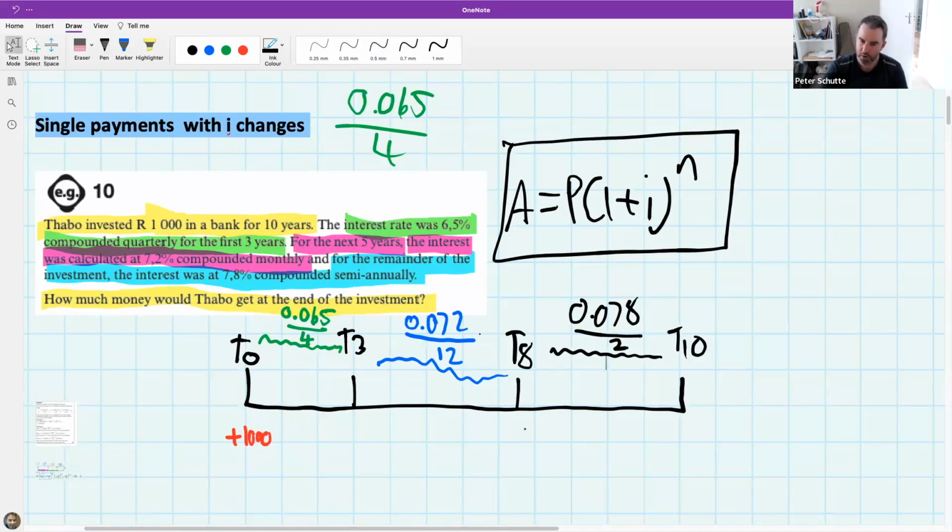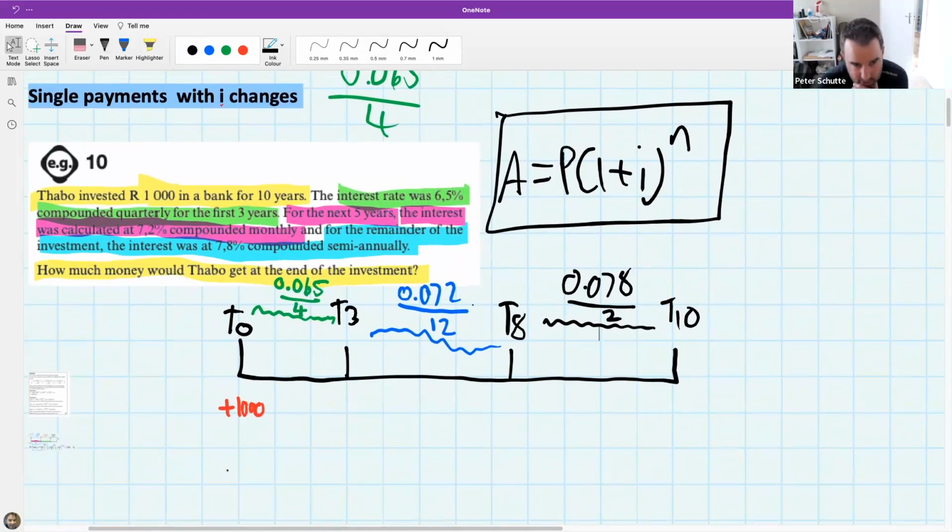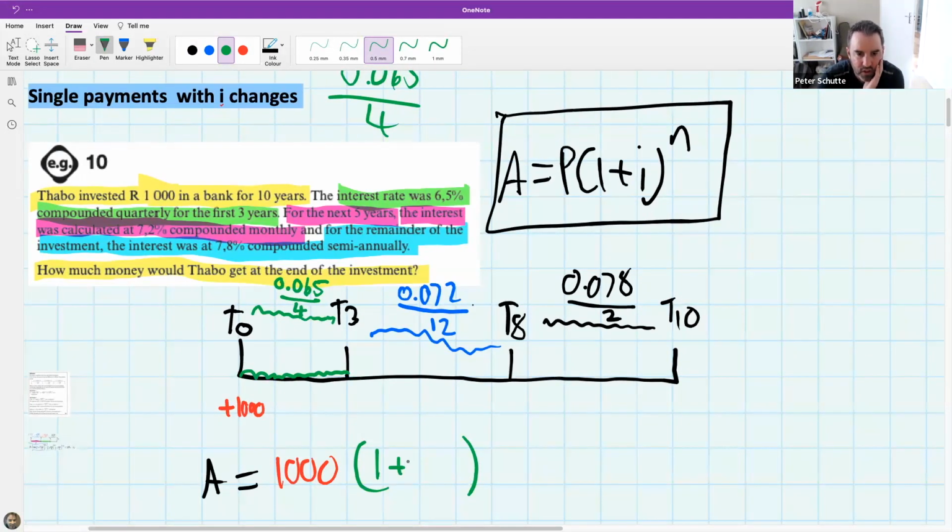Okay, so now what I want to suggest is actually all the hard work is done. So all we need to do now is use our awesome timeline to grow this 1,000. So I'm going to start with 1,000 and say it has to grow, but I'm only going to let my 1,000 grow up to the end of year 3. Now remember, in this period, the interest rate is in quarters. So this is going to be that. Now, what do we think this number is going to be?